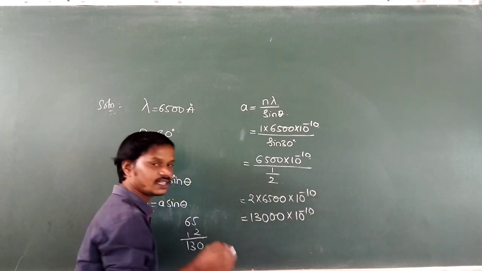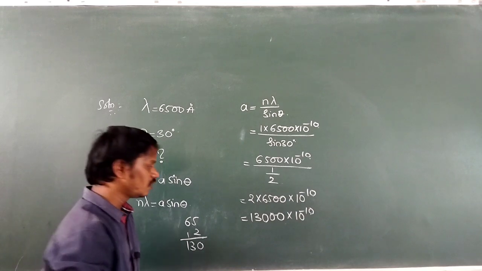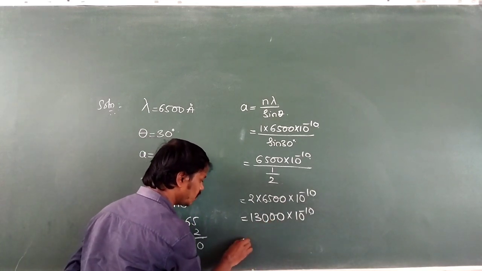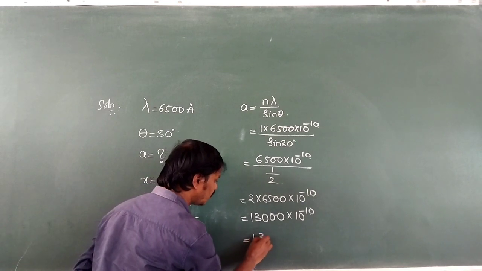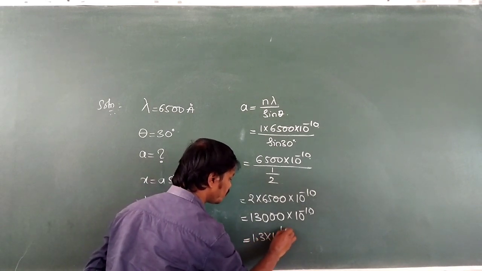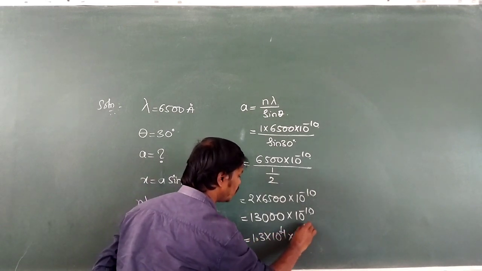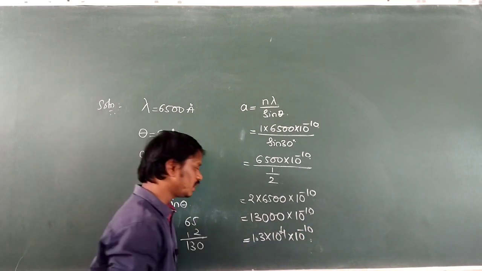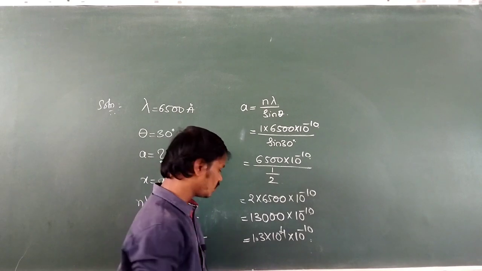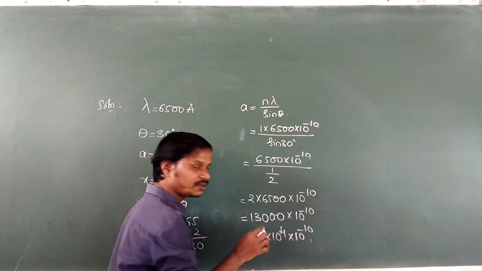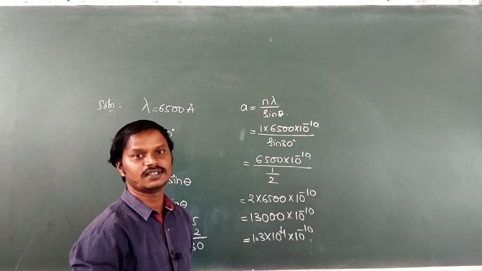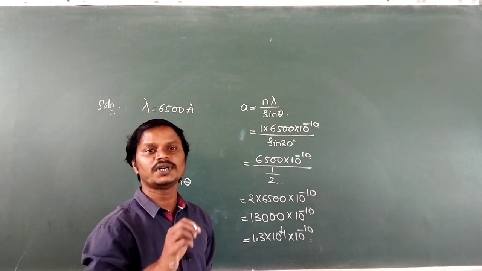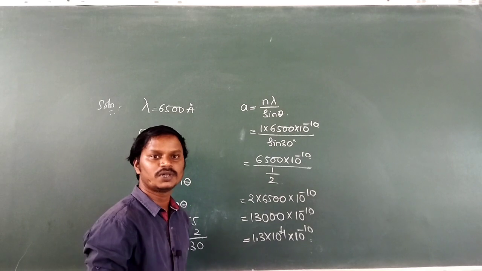So I will place the decimal point after how many digits? 1, 2, 3 and 4, in the left direction. That is 1.3 into 10 to the power of plus 4 into 10 to the power of minus 10. So 10 to the power of 4 into 10 to the power of minus 10 is 10 to the power of minus 6. Then 1.3 into 10 to the power of minus 6 meter, and 1.3 into 10 to the power of minus 6 means here 1.3 micrometer or 1.3 micron.